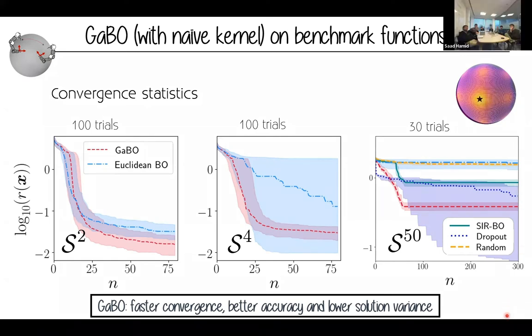Can I ask you a quick question? Sure. So in the middle one, the Euclidean BO sometimes finds a solution that's better than any of the ones that Gabo finds. So I think here the variance is a bit misleading somehow. I don't think that you find a better solution. It's just that the variance is plotted a bit big. It's also asymmetric. Also, because of the log scale. Yeah, log scale. All right. Thank you. Thanks.